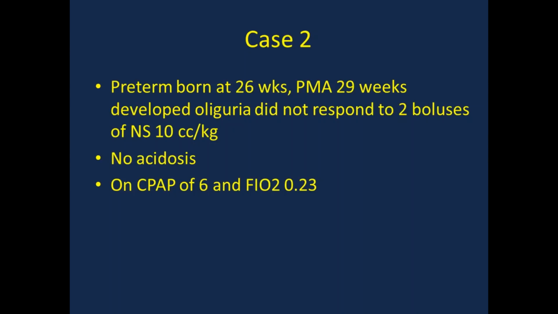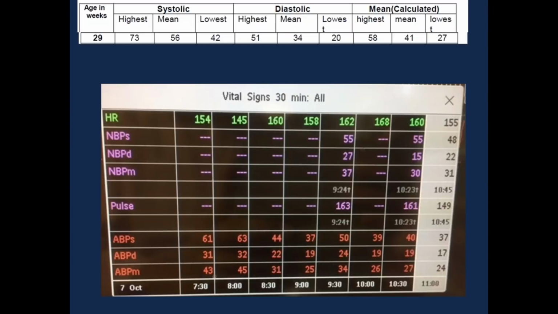Now I have another case, which is also an interesting case. Preterm, born at 26 weeks, post-menstrual age at the time of assessment 29 weeks, developed oliguria, did not respond to 2 boluses of normal saline. No acidosis, on CPAP of 6 and FiO2 23%. So this is a blood pressure trend.